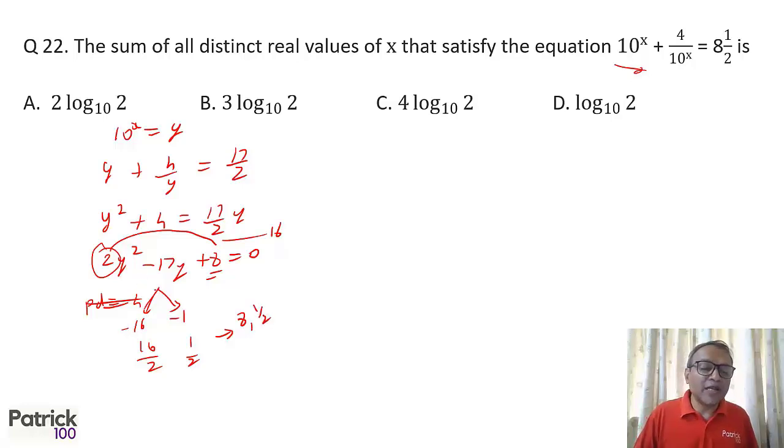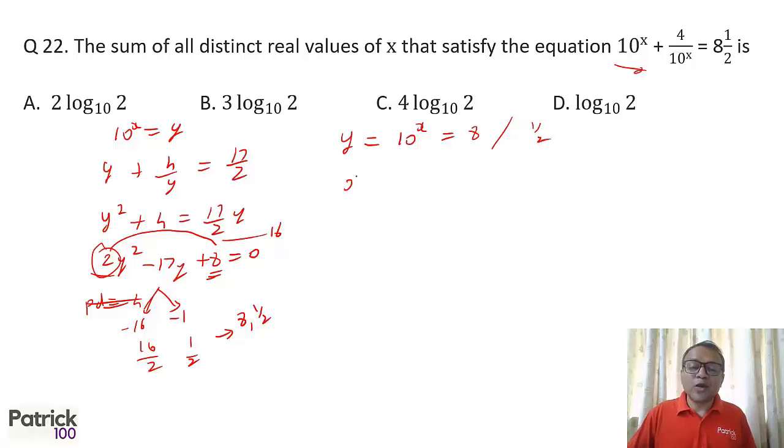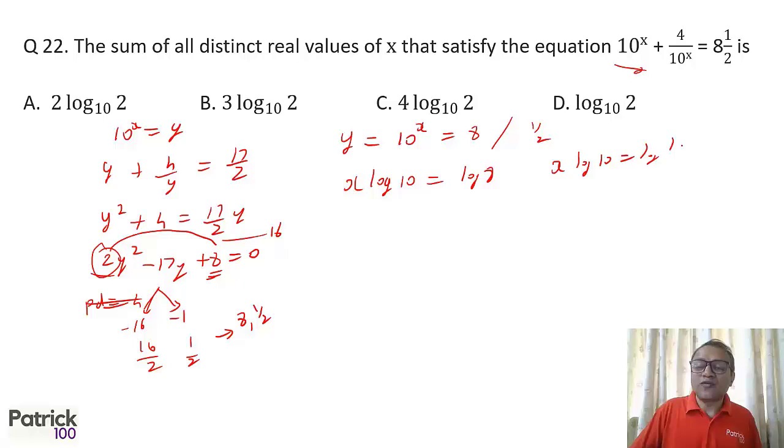Break up 17 as 16 and 1, sign is minus. Change the sign, so both become plus, and divide by the coefficient of y square. So the roots are 8 and half. Which means y, that is 10 raised to x, is equal to 8 or half. Take each and take log. Because the options have log, x log 10 is equal to log 8, or x log 10 is equal to log half.